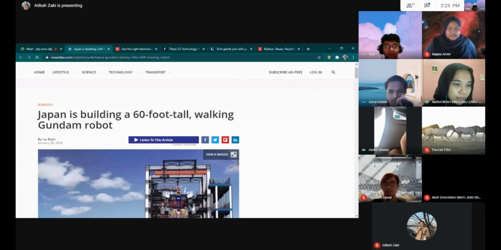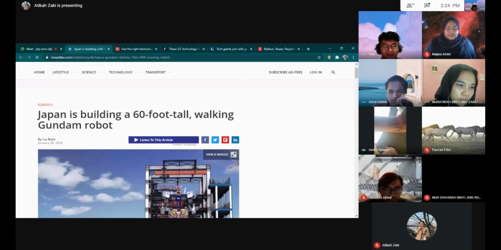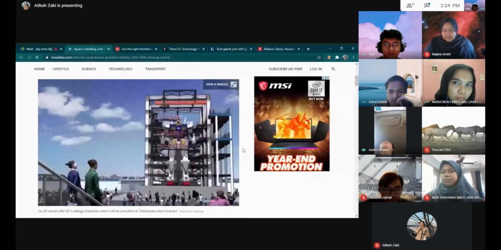Okay, so basically, this article is about the Gundam robot, if you guys are familiar with that. We know Gundam is actually just a normal toy for kids, right? But this article talks about a real Gundam robot that was built in Japan early this year, just before the whole pandemic happened.